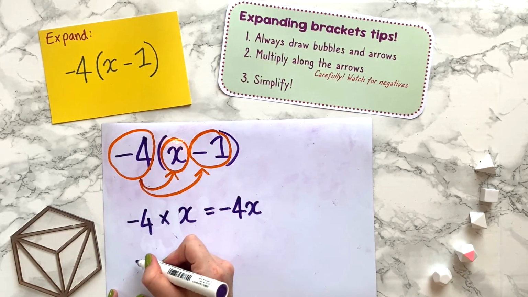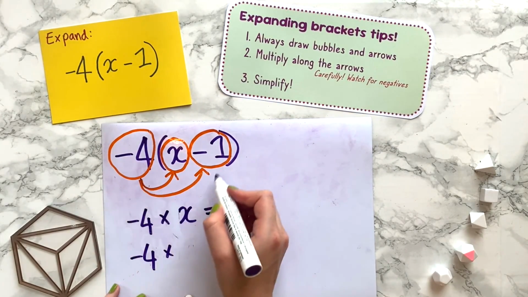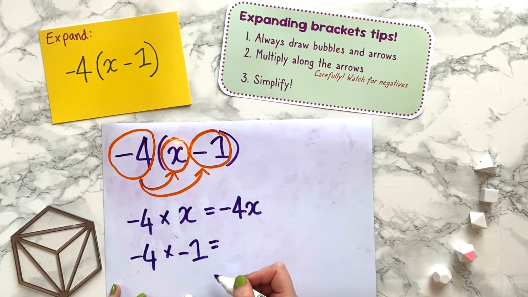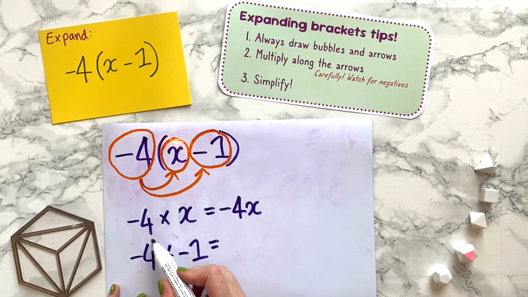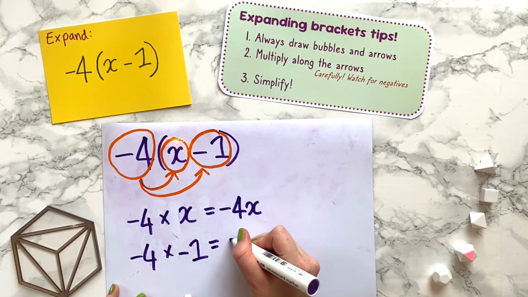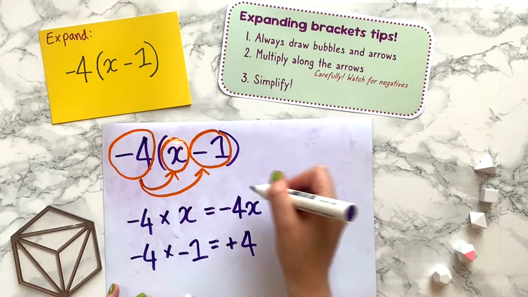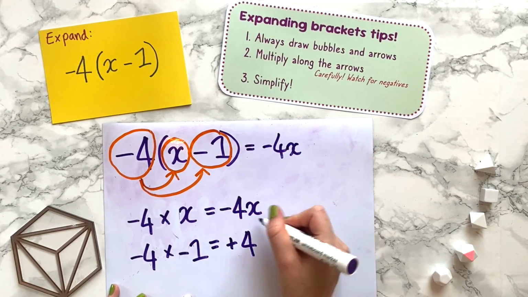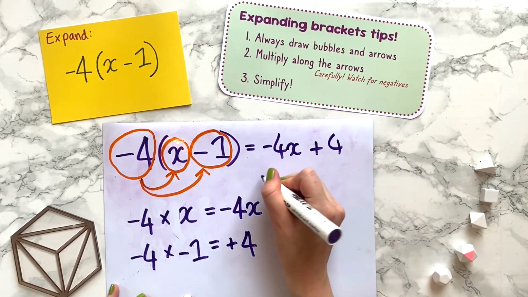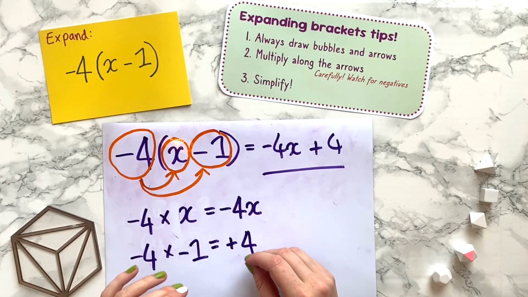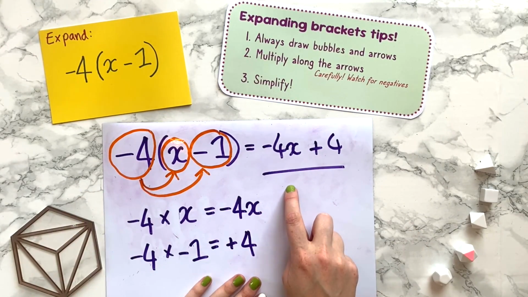Then we have a minus 4 times by minus 1. These are just two numbers multiplied together, but crucially, these are both negative numbers. So a minus 4 times a minus 1, two negatives make a positive. This gives us plus 4. Putting together our answers, we have minus 4x plus 4. That is this expression expanded. That's how to do expanding when there's just one pair of brackets in the question.